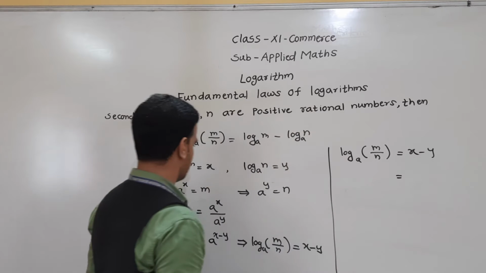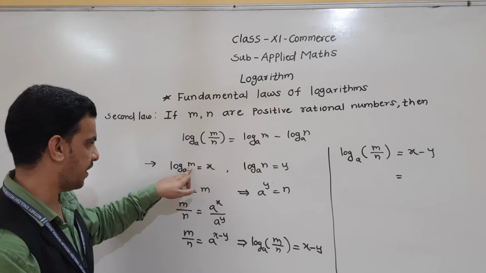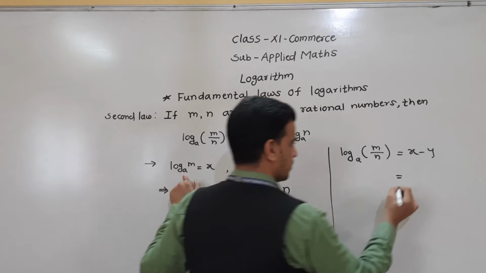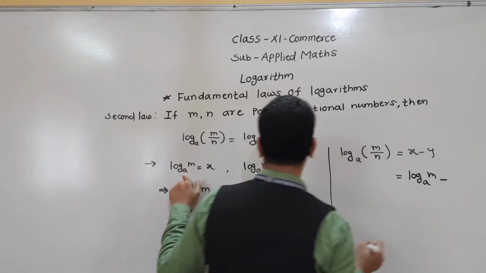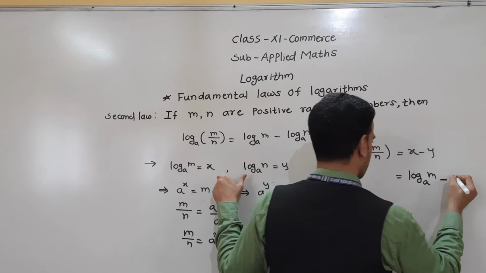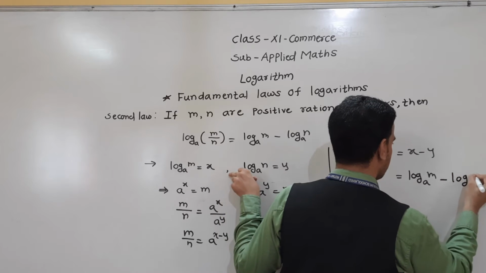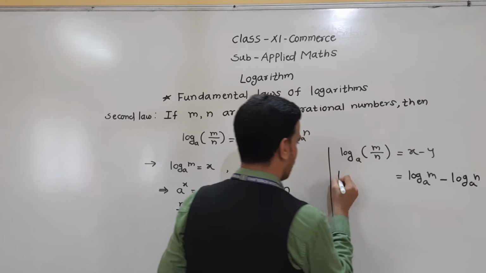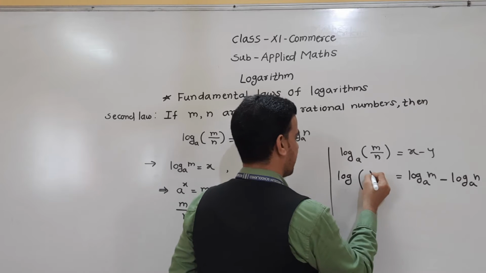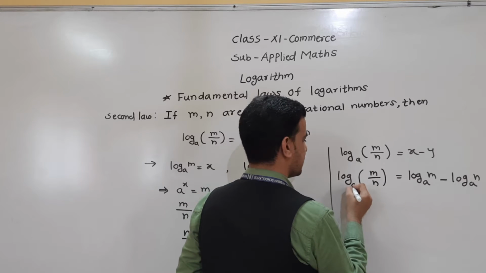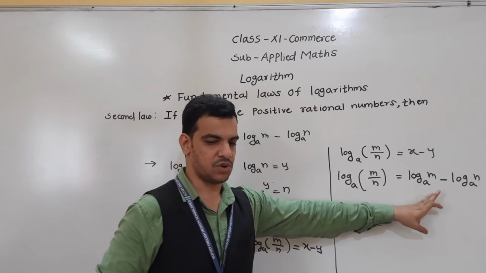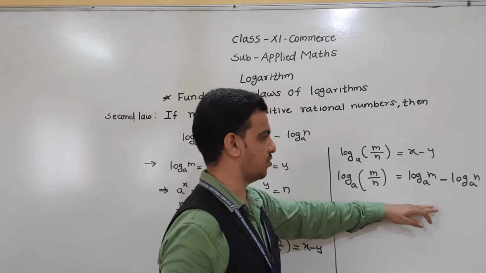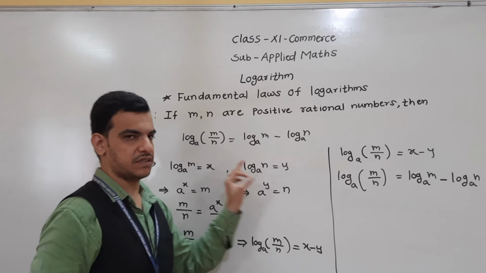So this x means log of m to the base a, and y means log of n to the base a. So log of m by n to the base a is equal to log m to the base a minus log n to the base a. Okay, now we will take third law.